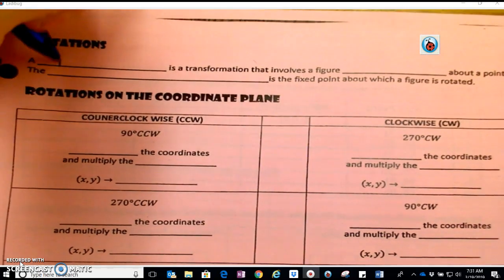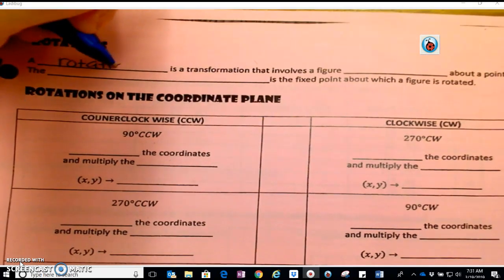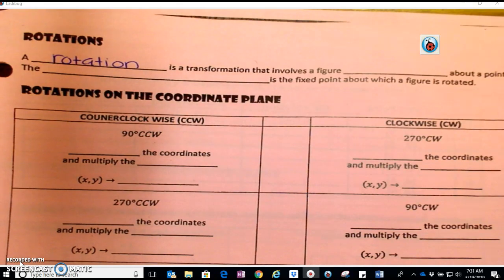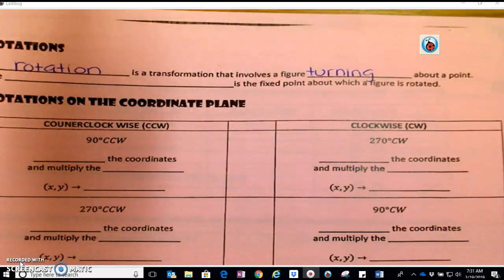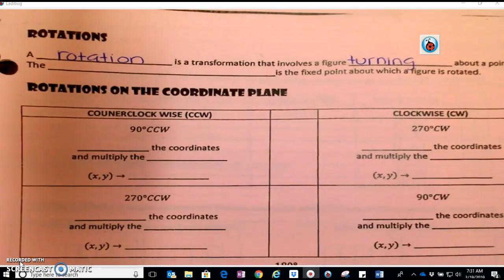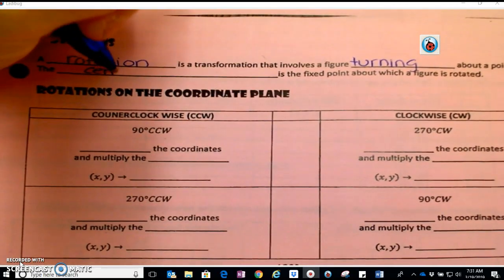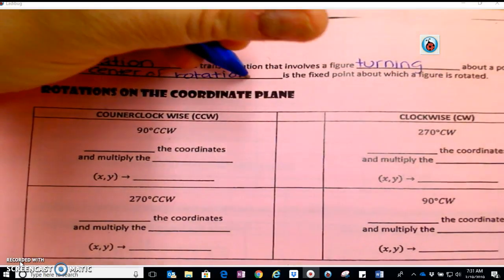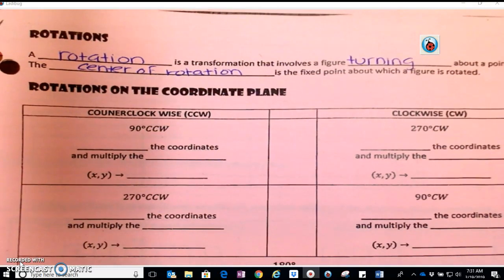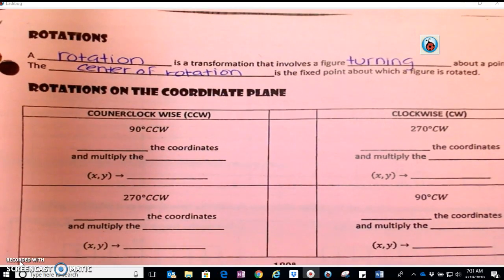So a rotation is a type of transformation that involves a figure turning or rotating about a certain point, right? And the center of rotation is where it's turning around. It's the fixed point that it will turn around. So for us, our center of rotation is going to be the origin.